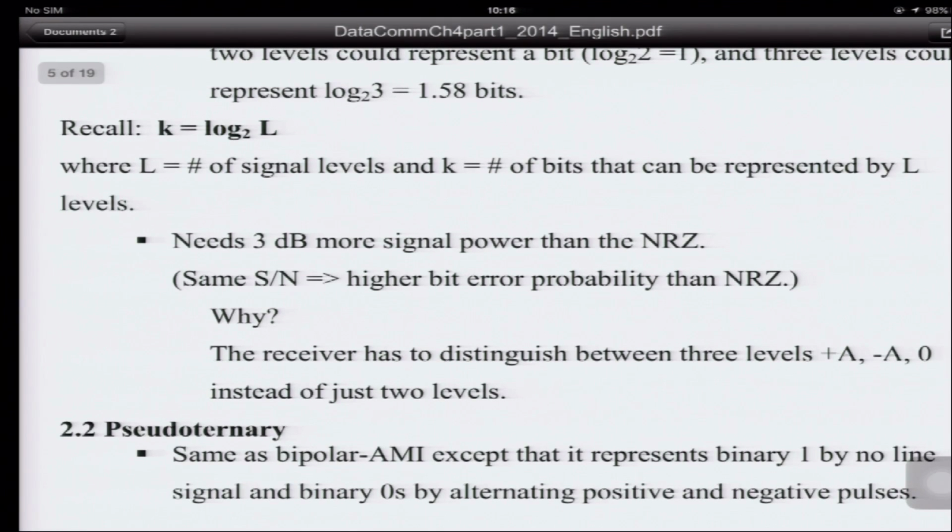Let's say k equals log base 2 of L, where L is the number of the signal levels and k is the number of bits. So in this case, you need 3 dB more signal power than the NRZ, because you want the levels to be separate.